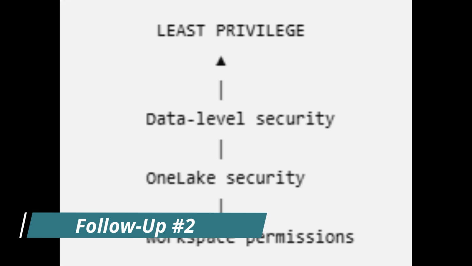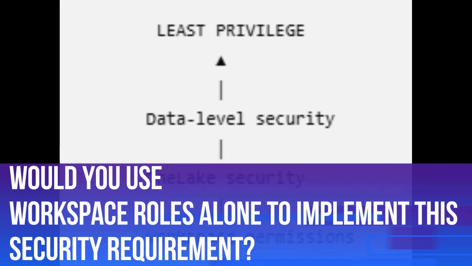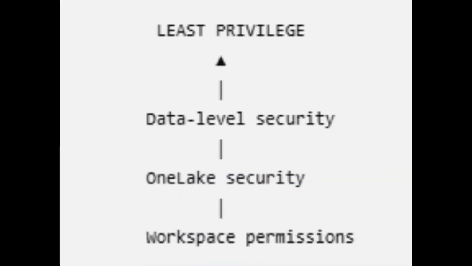Okay, let me give you another follow-up question which may come. Would you use workspace role alone to implement this security requirement? My answer would be, not necessarily. Workspace roles control what a user can do within a workspace, but our requirement is more specific. We are talking about who can access this particular data. So I would evaluate OneLake security and appropriate table or folder level permission depending on the scenario. And remember the golden rule: give the user what they need, not everything you have. That is called the least privilege model.